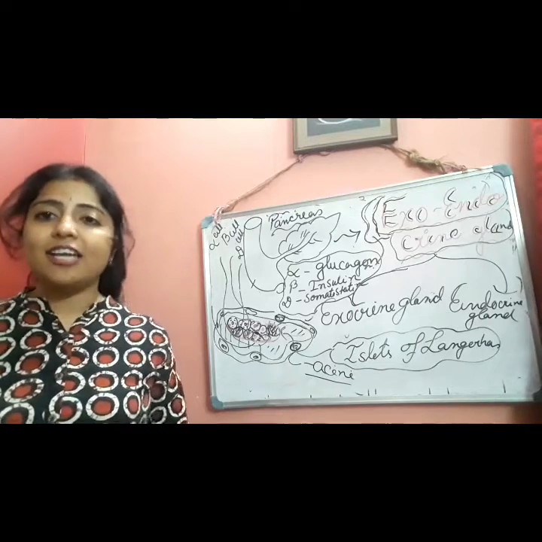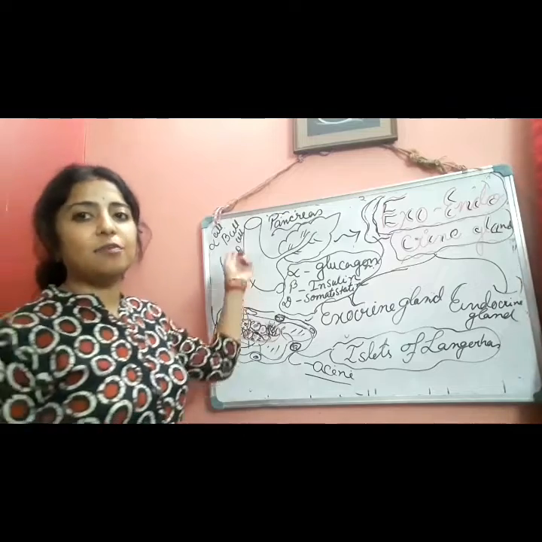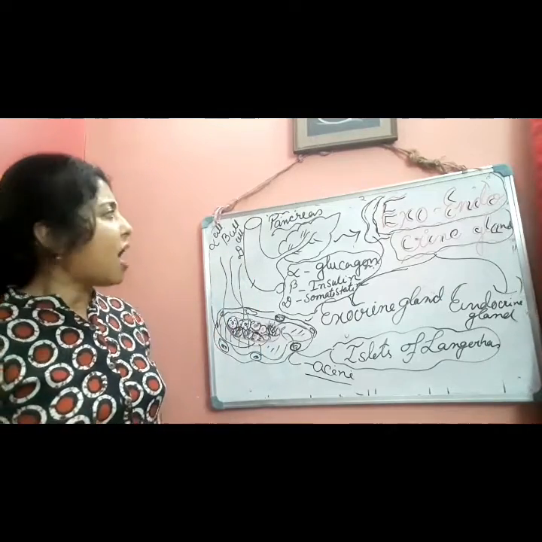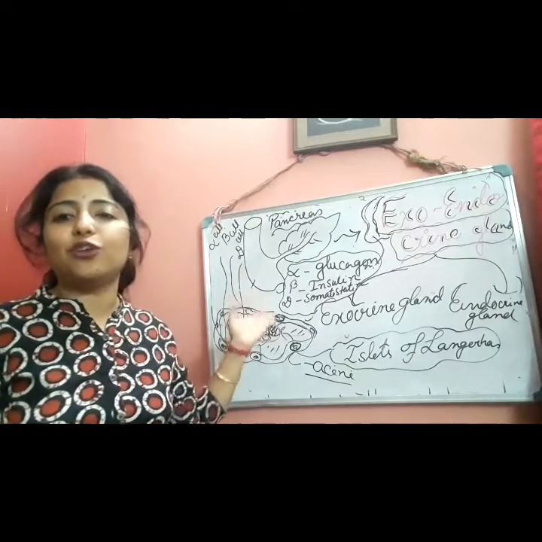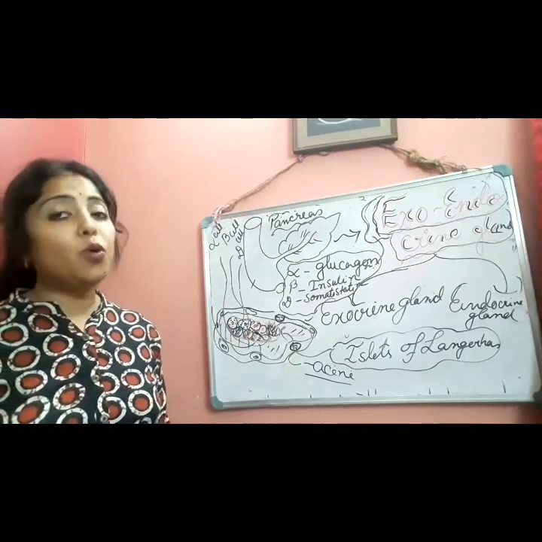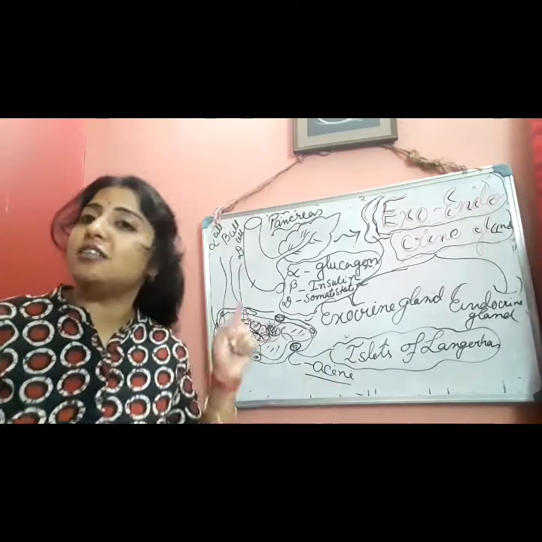Okay. Last day I discussed some parts of the endocrine system. Today I am starting another part, that is the pancreas. Have you seen what it is? I think you are thinking that I have drawn one leaf. No, it is not a leaf. It looks like a leaf, but it is not a leaf.